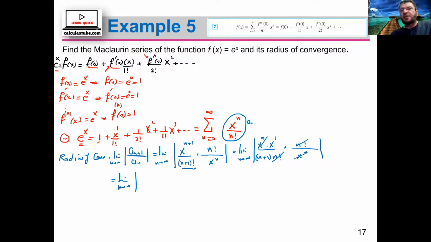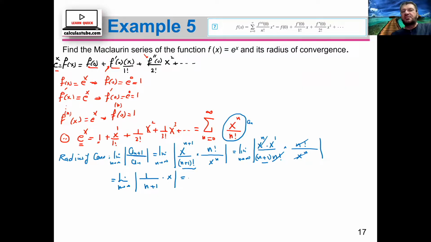There is no n on the top at all, so it's 1 over. At the bottom, I have only n plus 1. Here is n plus 1 times what? Let's look at the x's. What do I have? I'm left with x only. That's it. And we put absolute value.